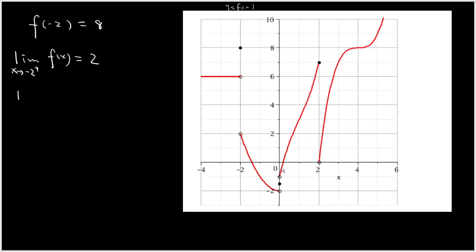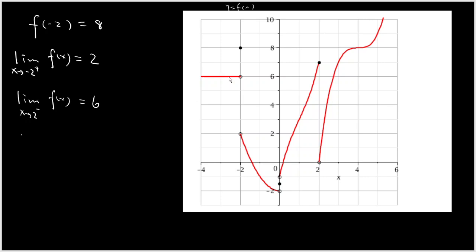And then, anybody want to tell me the limit of the function as x approaches -2 from the left? This time you just follow that line, right? It's 6, so 6 is right.